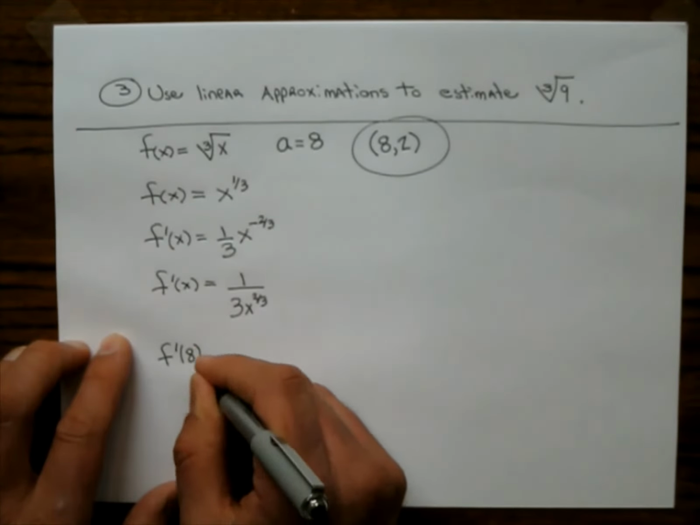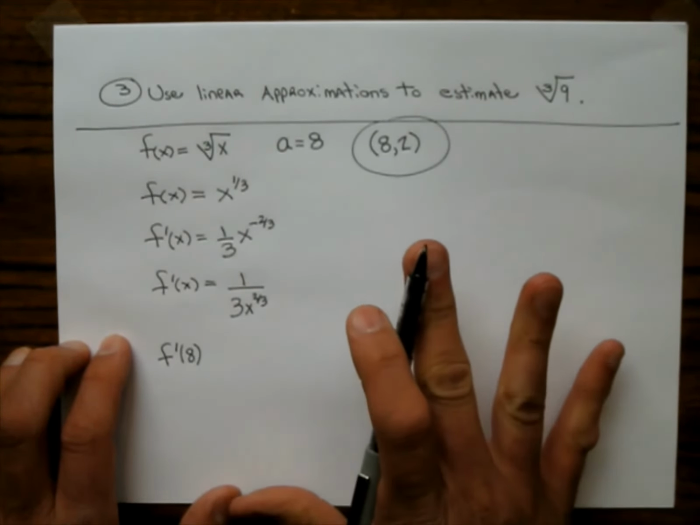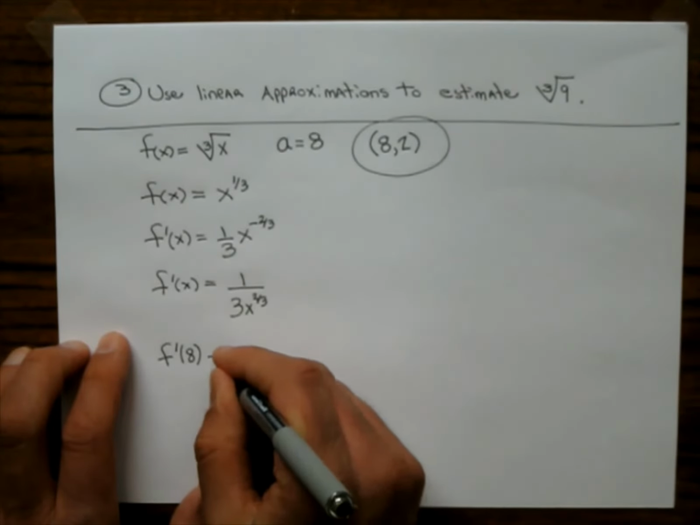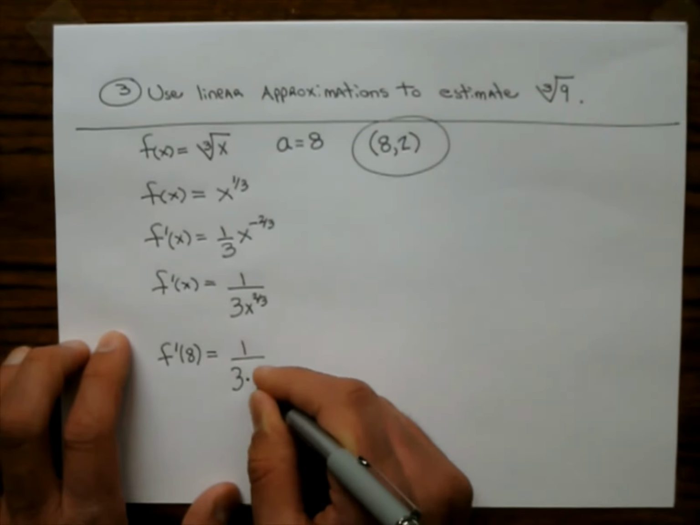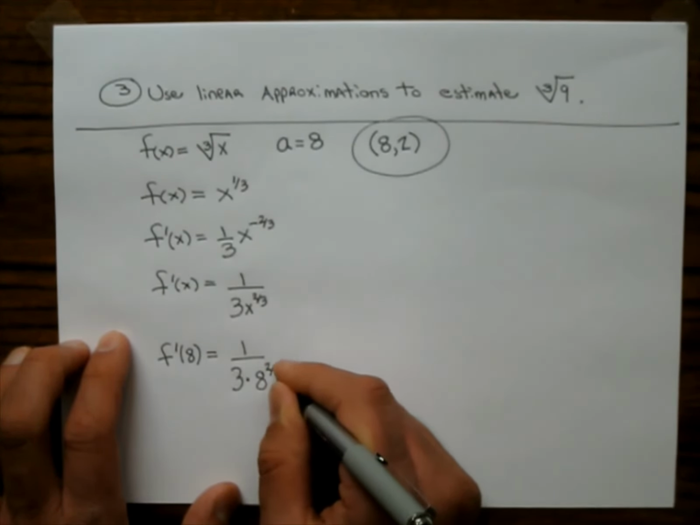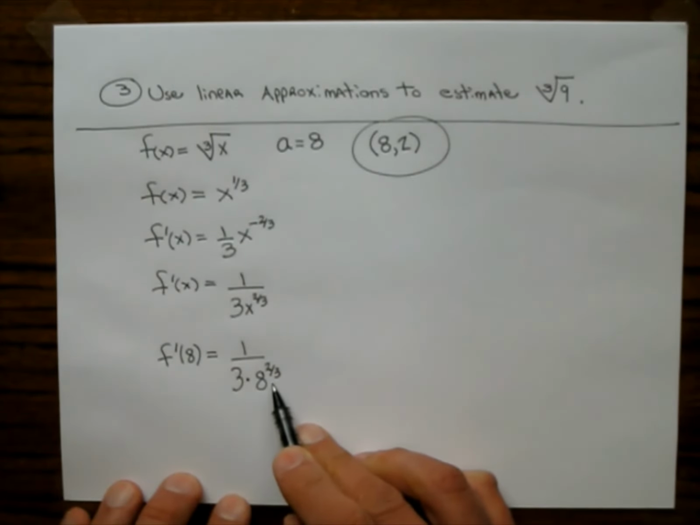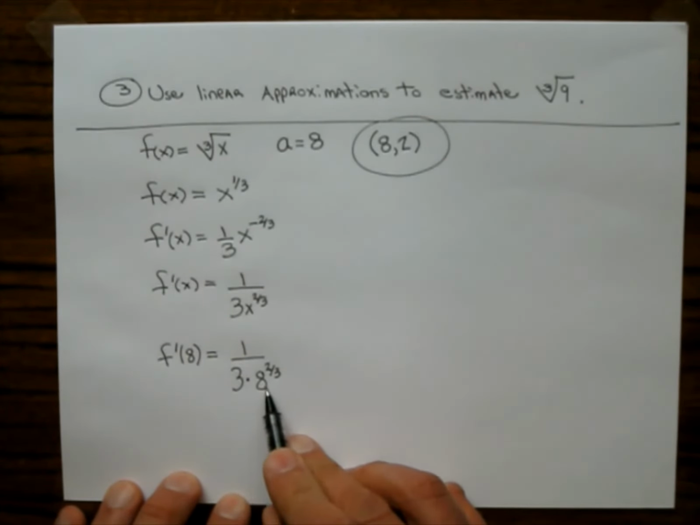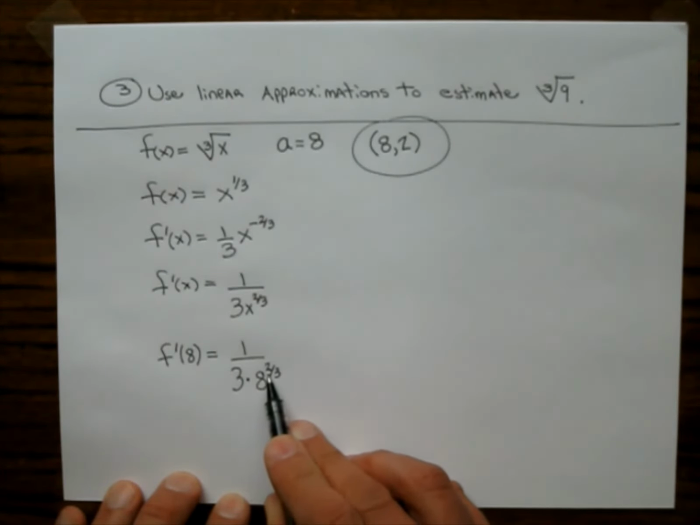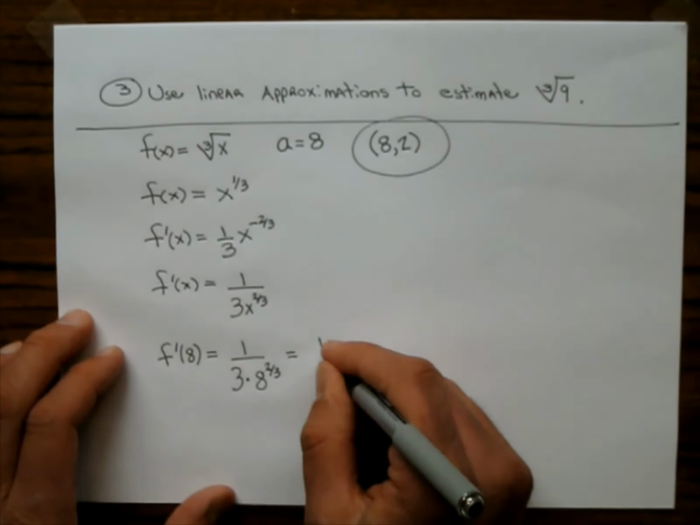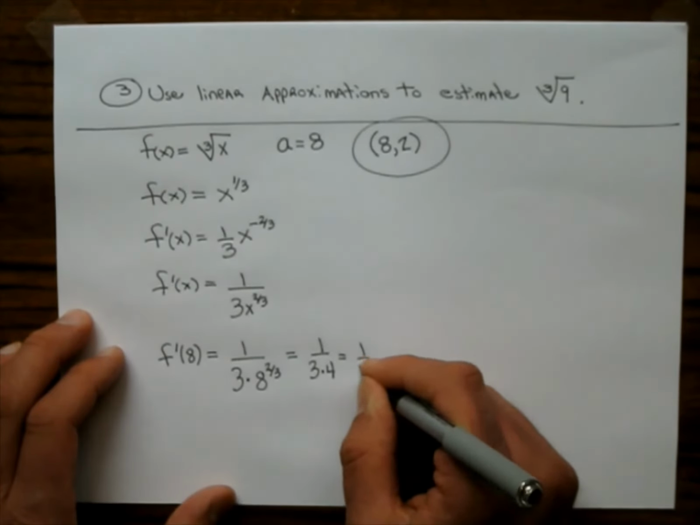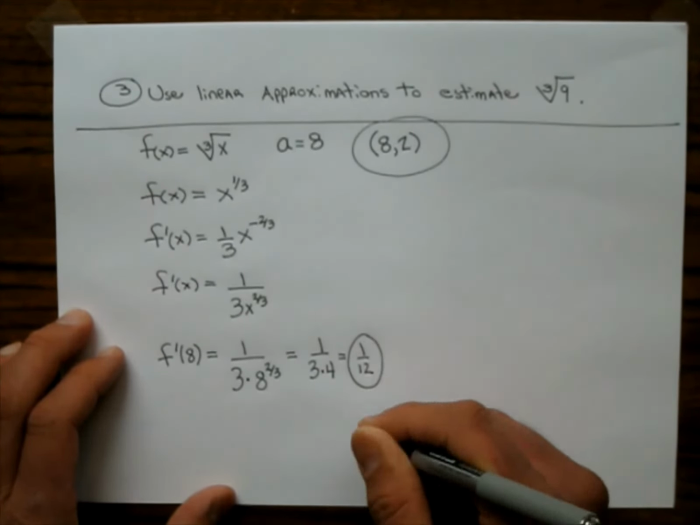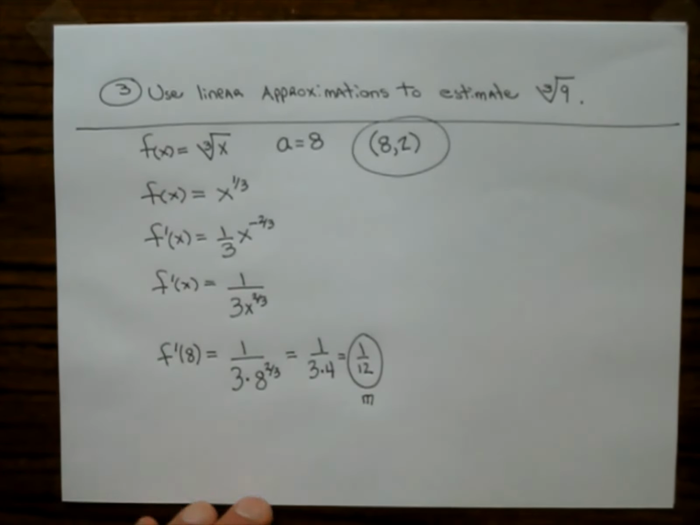A lot of this problem is things that you have done in earlier sections where you're finding tangent lines. So this is going to be 1 over 3 times 8 to the 2/3. Order of operations says I must evaluate that exponent. To evaluate the exponent, the cube root of 8 is 2. 2 squared is 4. So this is 1 over 3 times 4, which is 1/12. This right here is the slope.